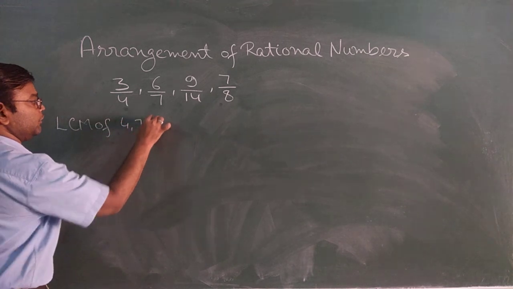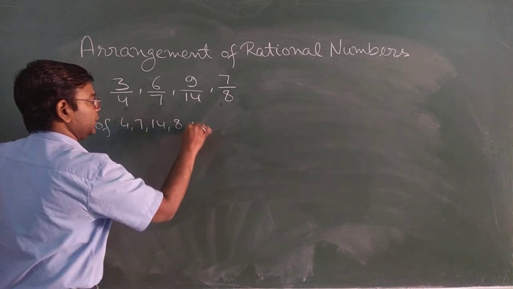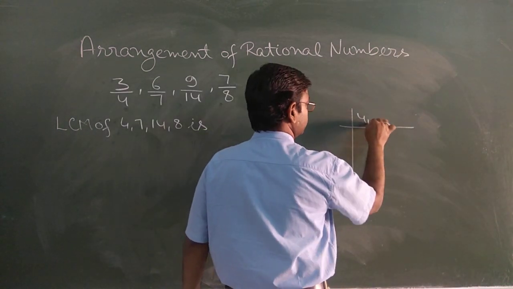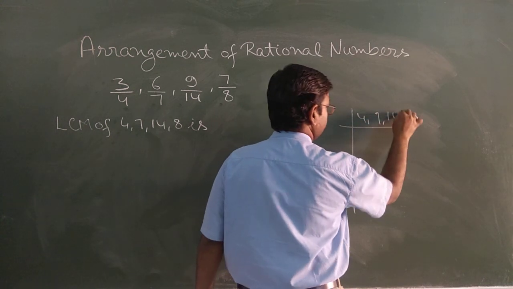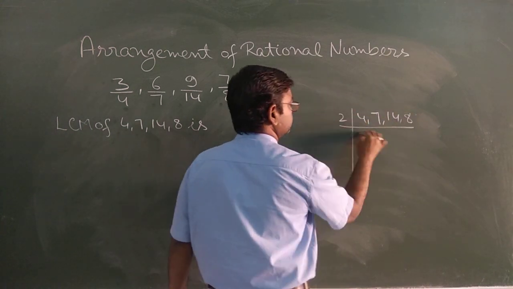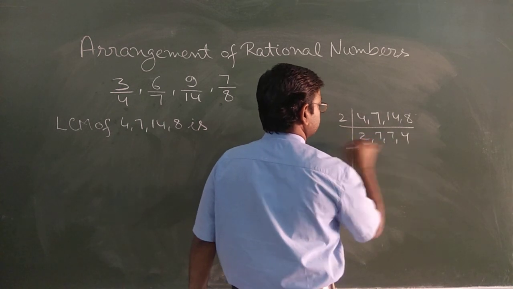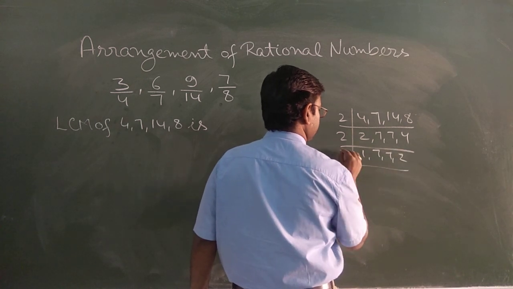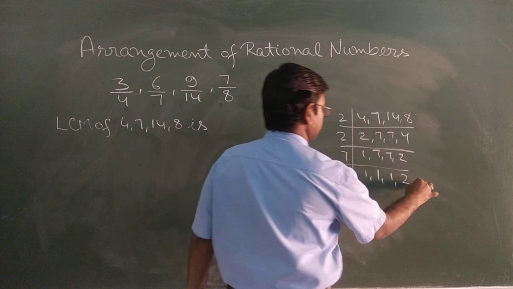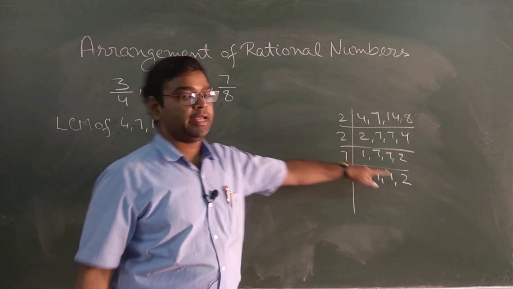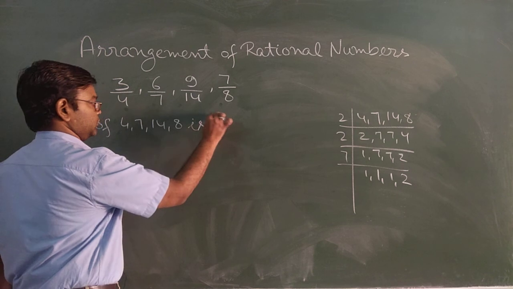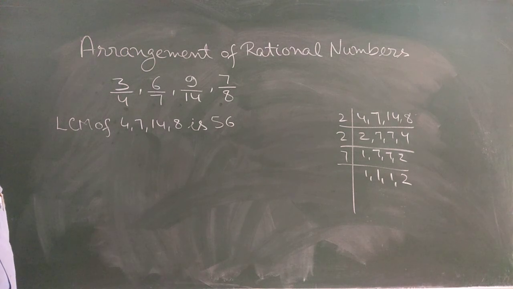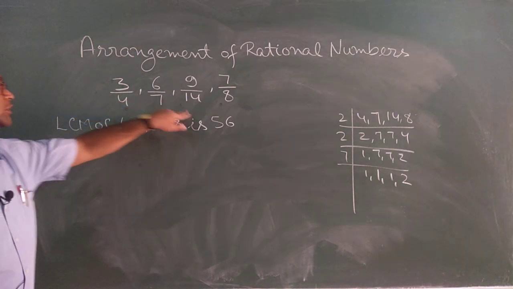So you can write down the LCM of 4, 7, 14, 8. You have to find it in rough on this side: 4, 7, 14 and 8. Divide it. Clear? 2 2s are 4, 4 2s are 8, 8 7s are 56. Now convert all the numbers so that the denominator is equal to 56.